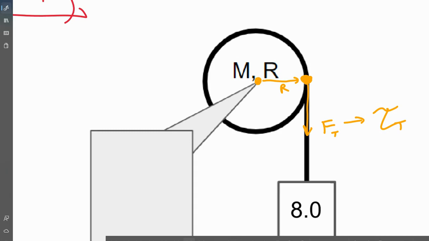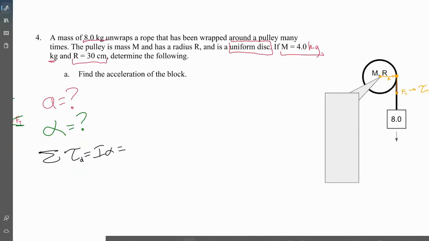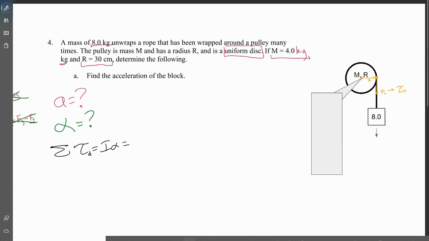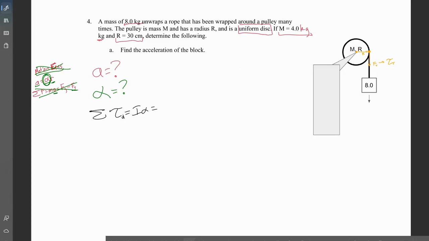which creates this torque of tension, and that's at the full radius r away. Do we have any other torques? Well, nothing's acting on the wheel, and it doesn't tell us about friction, so I don't think we have any other torques. So this means that our sum of the torques is just going to be our torque of tension.